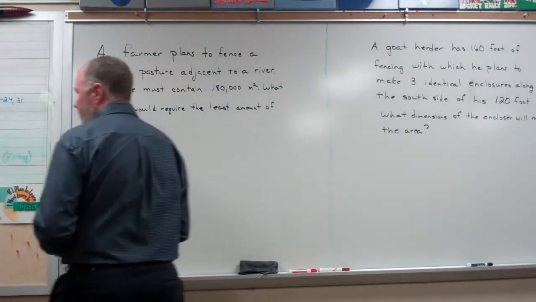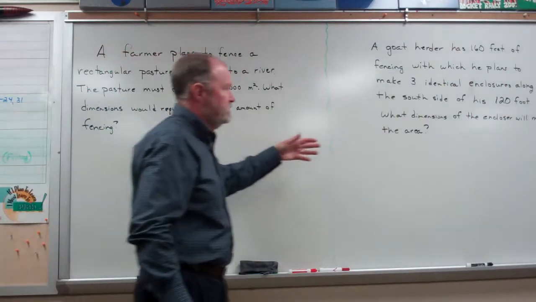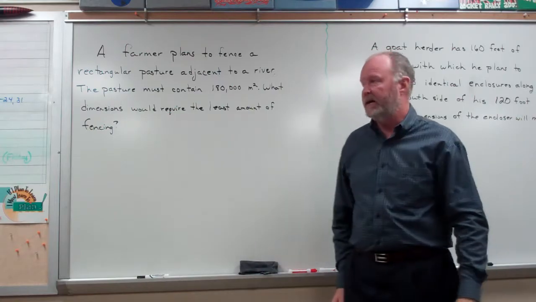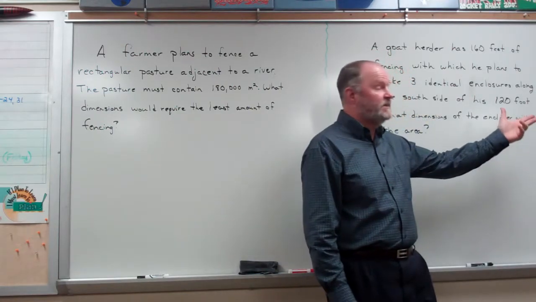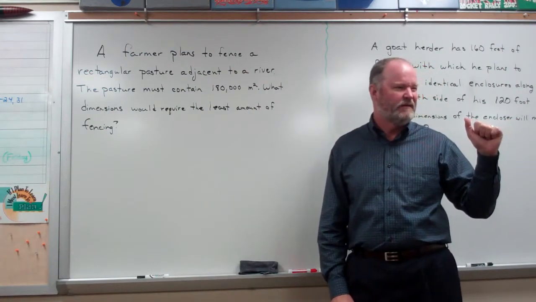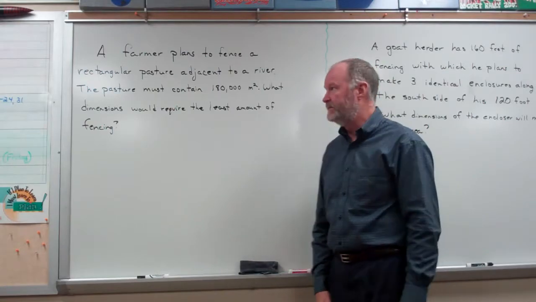Okie doke. Here we go. These first two types of problems are of the same vein. The next two will be the second type of problem. And then we've got the cost ones tomorrow and the river stuff. Both of those tomorrow are about money.